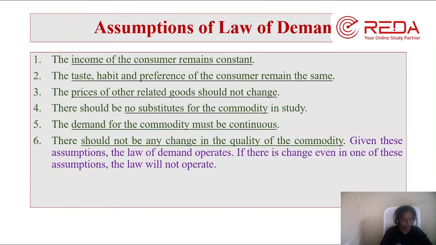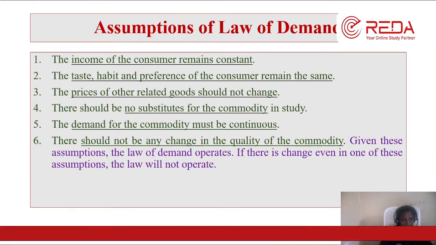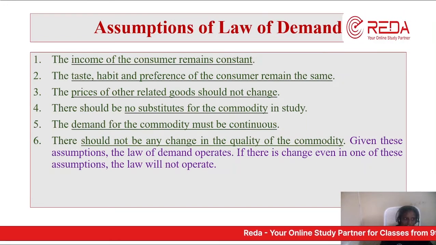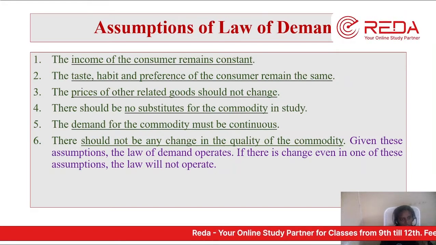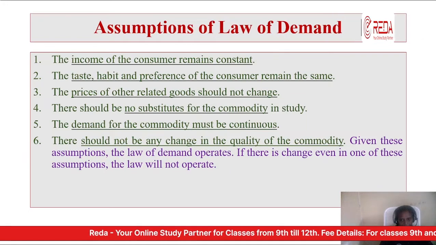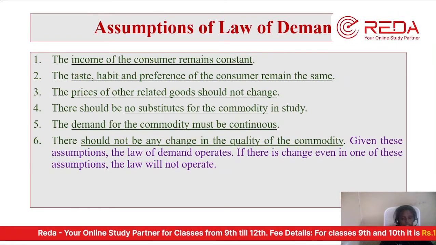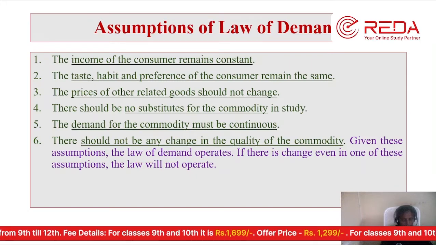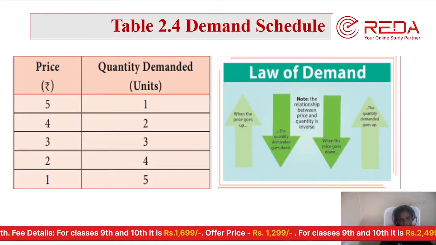Okay, so these are all the assumptions Marshall has in his mind to proceed with the law of demand. If there is any change in one of the assumptions, what will happen? There will not be any operation of the law of demand at all. Even if the operation does happen, there will not be any proper result for the analysis. Okay, so with the help of all these assumptions, we are going to see the demand schedule.